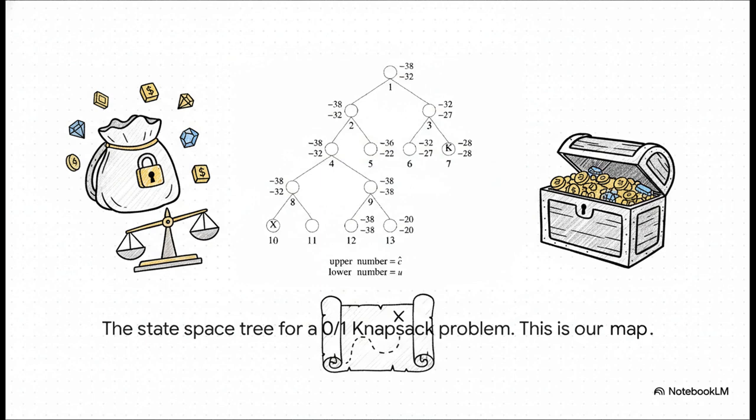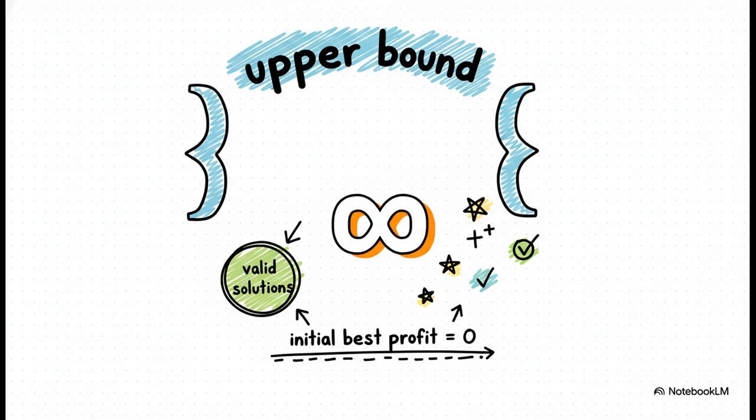So picture this, you're, let's say, a collector with a knapsack that can only hold a certain amount. You've got a bunch of items in front of you, and each one has a weight and a value. Your goal is to maximize the total value of the items in your bag without going over the weight limit. This tree that you see here represents every single possible combination of items. This is our map. Right at the very beginning, of course, we haven't found any solution yet, so our high score, our best profit so far, is basically nothing. We're just hoping to find any combination of items that can beat, well, 0.